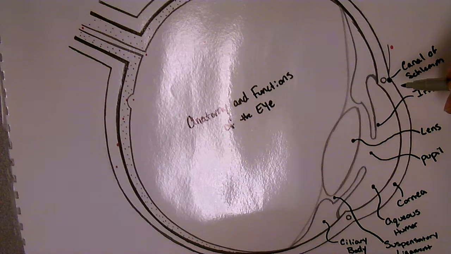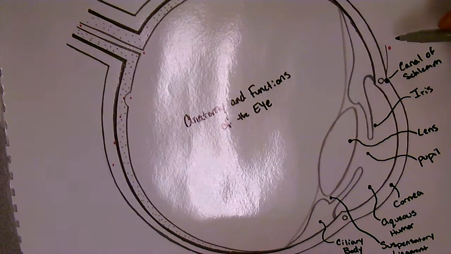A lot of times, as we age, the canal of Schlemm can become clogged and the flow of aqueous humor gets slowed. This builds a lot of pressure in the eye, which actually, that pressure can cause glaucoma.